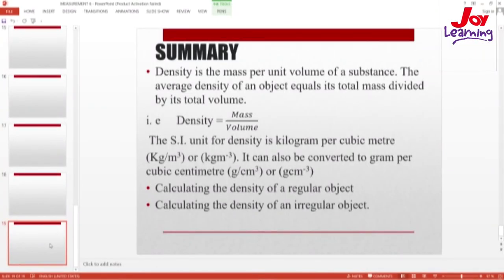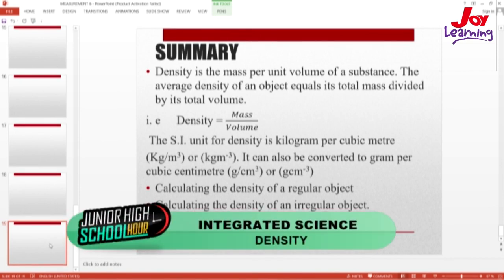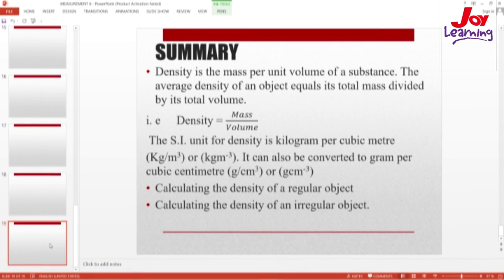Let's recap on what we've learned so far today. We've learned that density is the mass per unit volume of a substance, and that the average density of an object equals its total mass divided by its total volume. Density can be expressed mathematically as density equals mass divided by volume. The SI unit for density is kilogram per cubic meter. It can also be converted to gram per cubic centimeter.